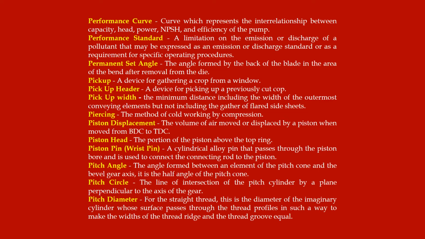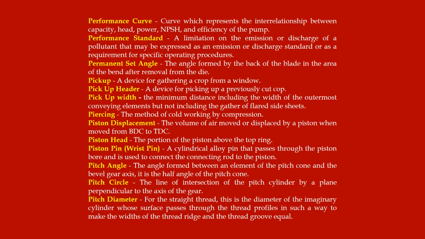Permanent set angle: the angle formed by the back of the blade in the area of the bend after removal from the die. Pickup: a device for gathering a crop from a windrow. Pickup header: a device for picking up a previously cut crop. Pickup width: the minimum distance including the width of the outermost conveying elements but not including the gather of flared side sheets. Piercing: the method of cold working by compression.